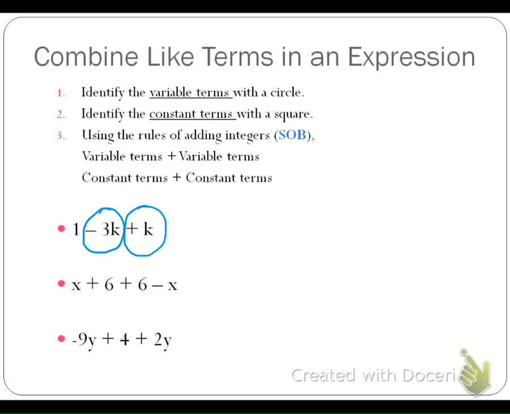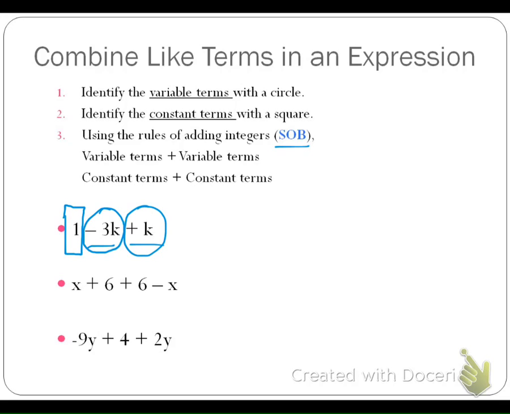Then identify your constant terms. Your constants again are numbers that do not contain a variable, and don't forget the signs that go with them. Once you've identified your variable terms and your constants, you can combine them. Combine your variable terms together by using the rules of adding integers, or SOB. So we have the variable term of negative 3k and the other variable term of positive k. Now when you use your rules of adding integers, what you are adding or combining together are your coefficients, the numbers that are in front of the variables.